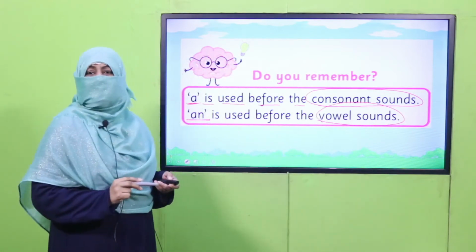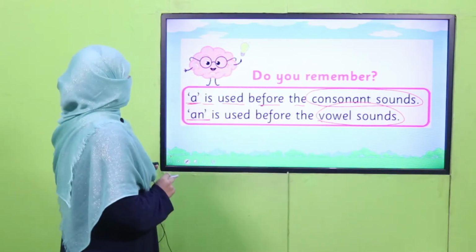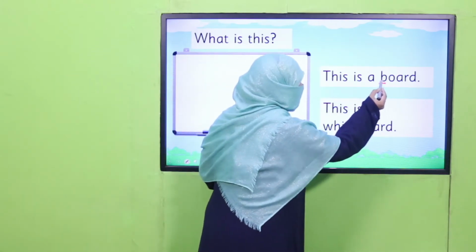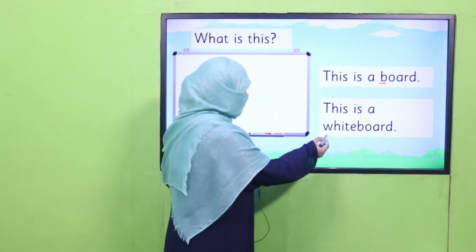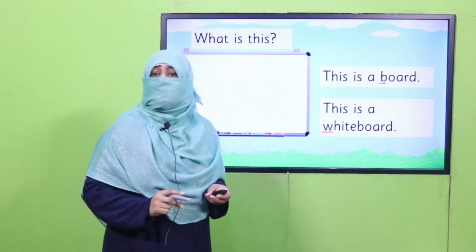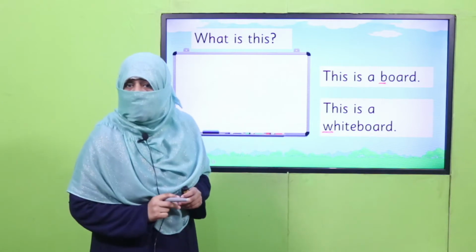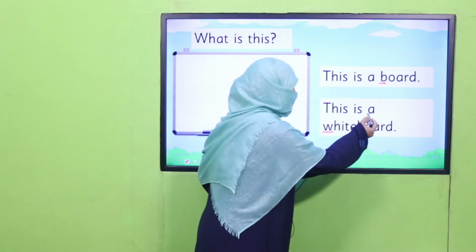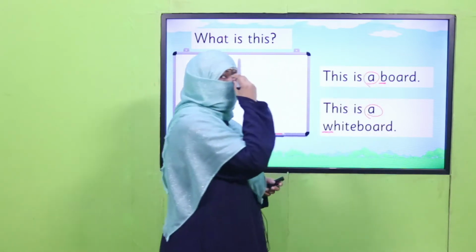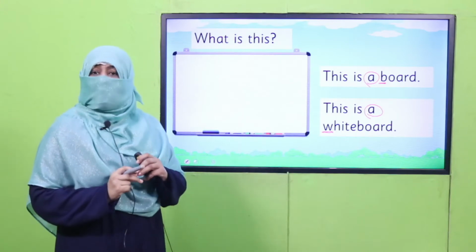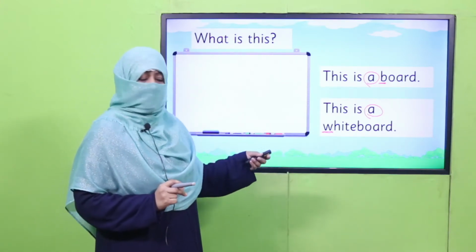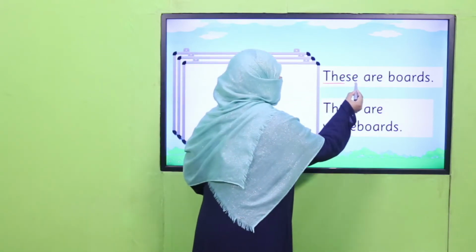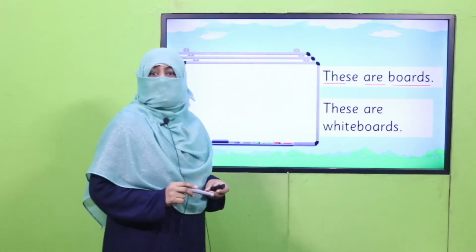This is what we have already learnt. So that's why you see this board, it's starting with B, and whiteboard is starting with W. So we know these are consonant sounds. That's why we cannot use an over here. We have to use the article a. This is the difference. Okay, if it were a vowel sound, then we would have used an, the way we have used here.